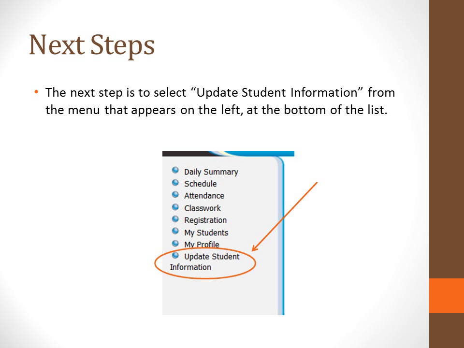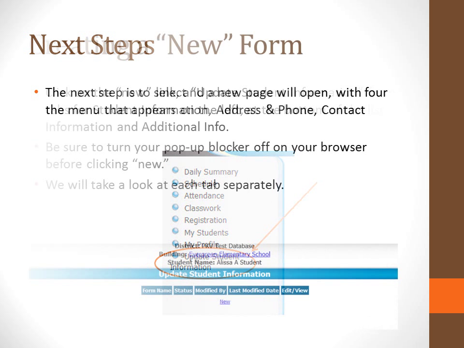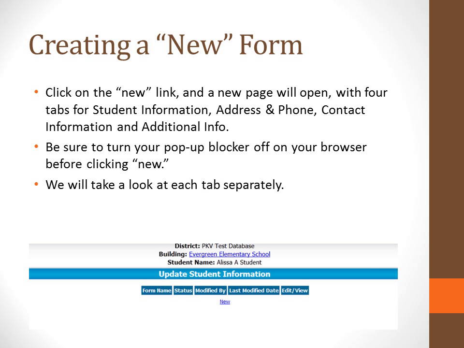Once you can see your child's registration information on the screen, select Update Student Information from the menu on the left. It should be the bottom option. Next, click on the New link that appears and a new page will open with 4 tabs. One for student information, one for address and phone, one for contact information, and another for additional information. The next slides will show you what you need to review under each tab.